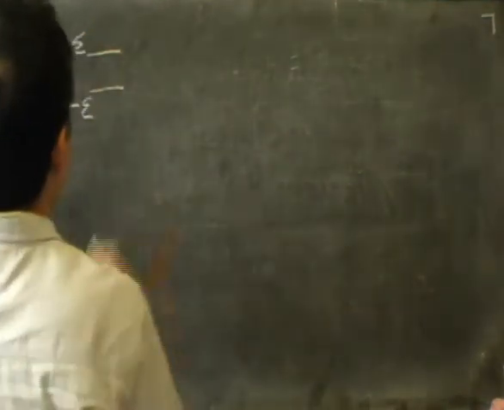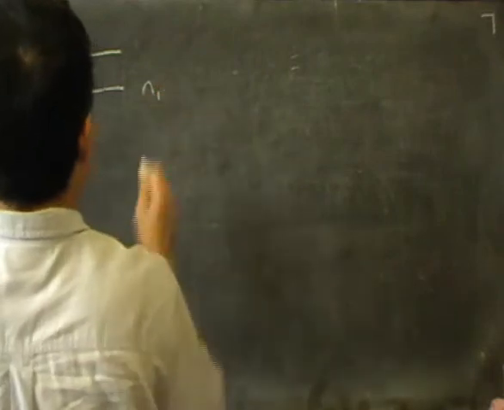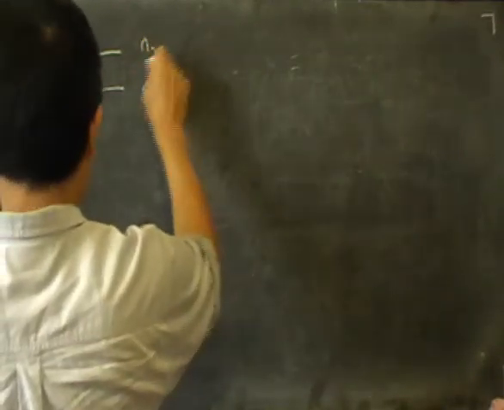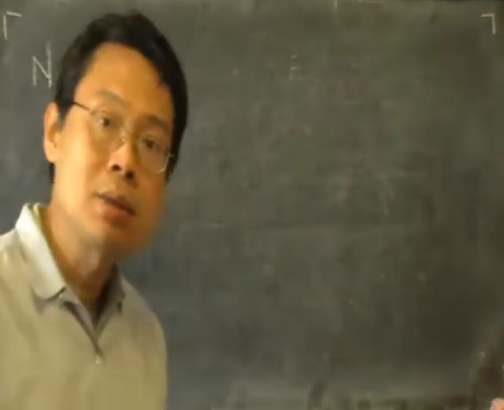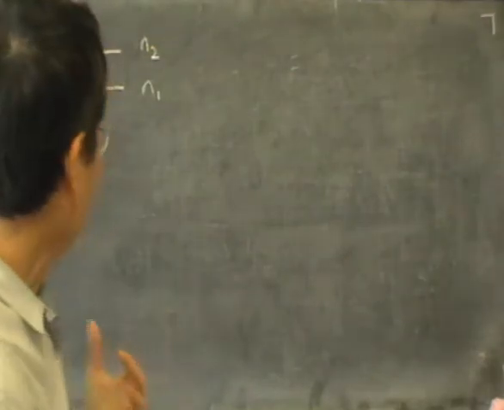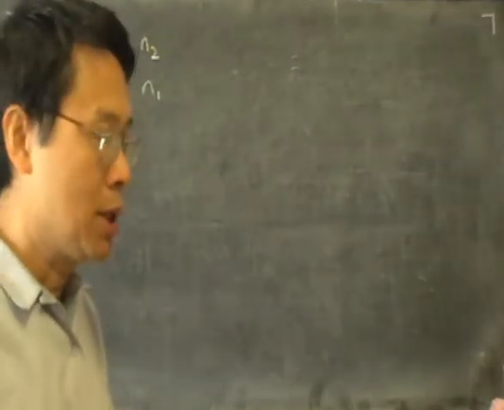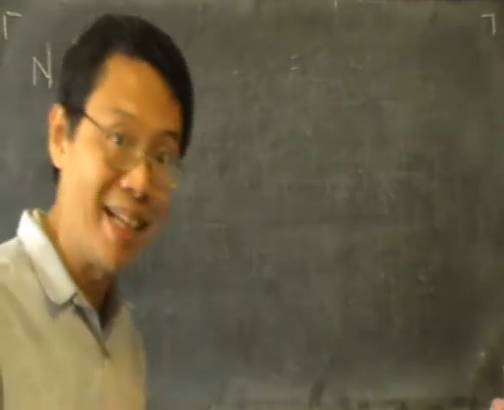And I imagine that of these N particles, one of them is in the lower level and two of them are in the higher level. Now to make this a bit less abstract, a possible example of such a system would be, say, a salt that is paramagnetic.